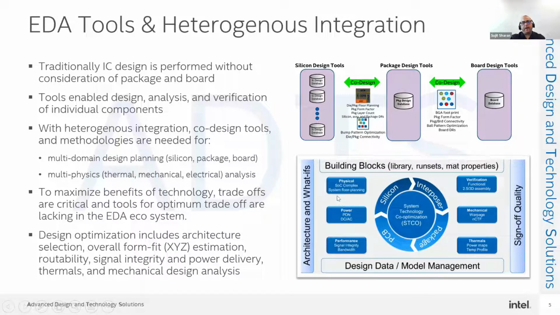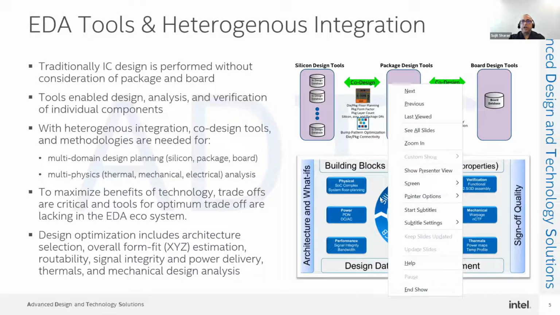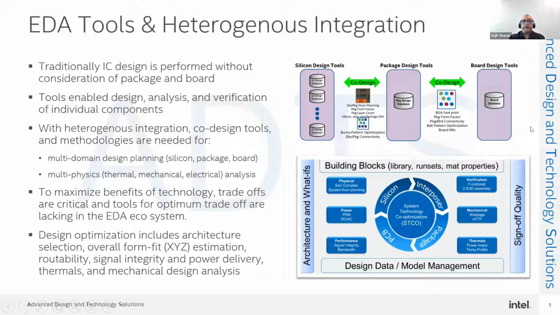In the past, we had a very hierarchical, one directional flow. You start with the silicon design, go to the package design, go to the board design, and now with both the interposer in the middle or the EMIB in this case, it is a very iterative process where we have the physical design going on simultaneously across all of the domains, as well as electrical, thermal, and mechanical analysis going on simultaneously with the design to essentially co-optimize what we would call the STCO, the system technology co-optimization.